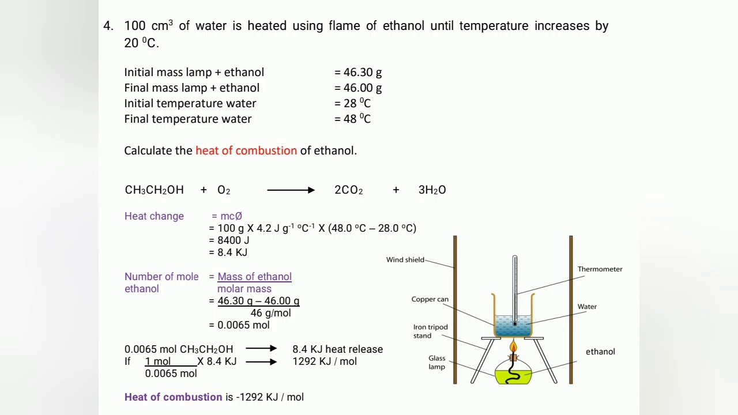To calculate the heat of combustion, we need to know the value of heat released when 1 mole of fuel is used. The heat of combustion of ethanol is negative 1292 kilojoule per mole. The combustion reaction is exothermic, and 1292 kilojoule of heat is released when 1 mole of ethanol reacts completely with oxygen.